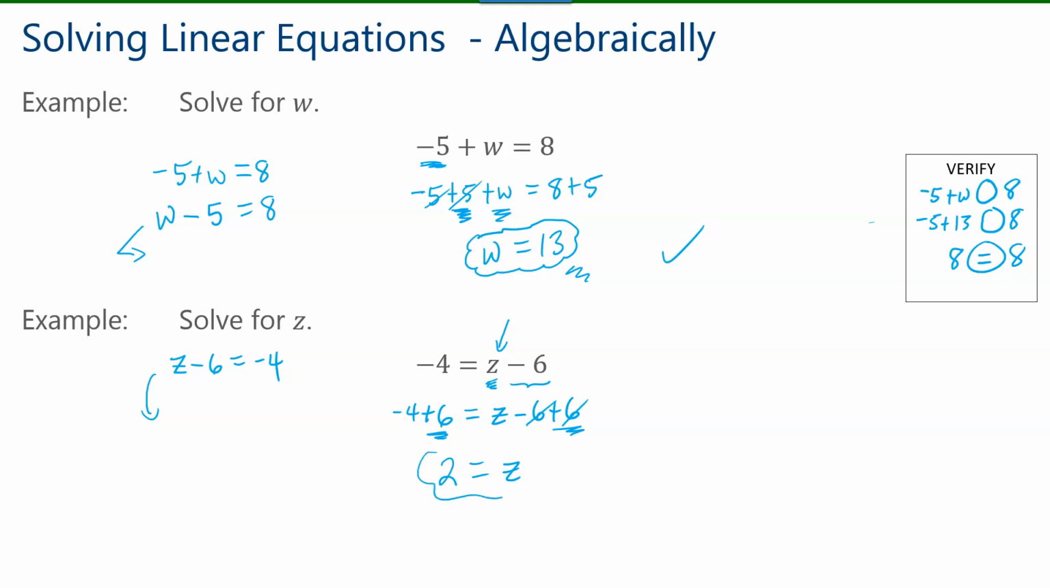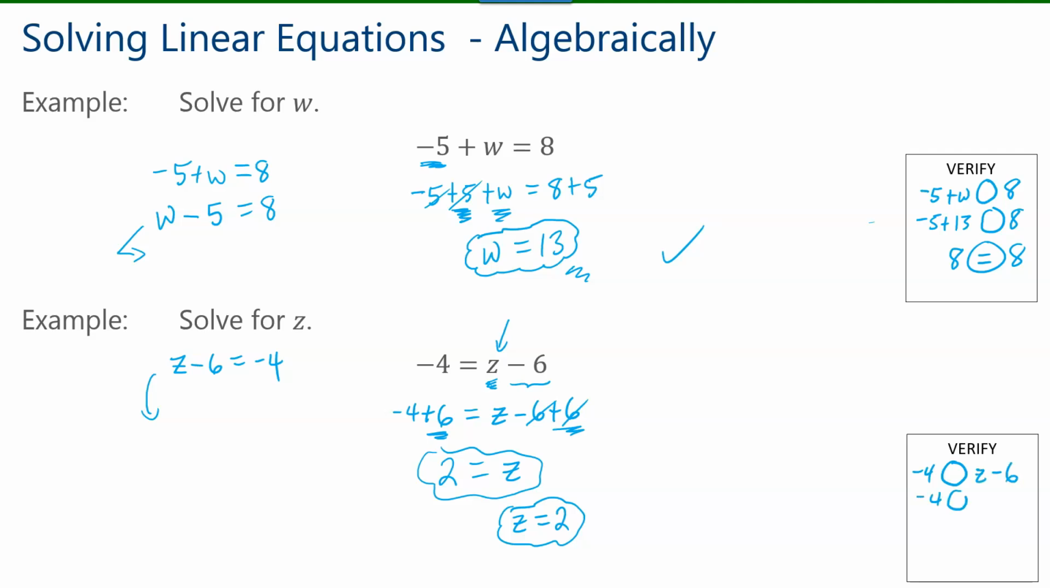Therefore, z equals 2, or if you want to write your final answer with the variable on the left-hand side, you could just write down z equals 2. All good. Let's verify. -4, circle, z subtract 6. In place of the z, I put my 2. -4, circle, 2 subtract 6 is -4, so we have equality. -4 equals -4, z equals 2 is good.